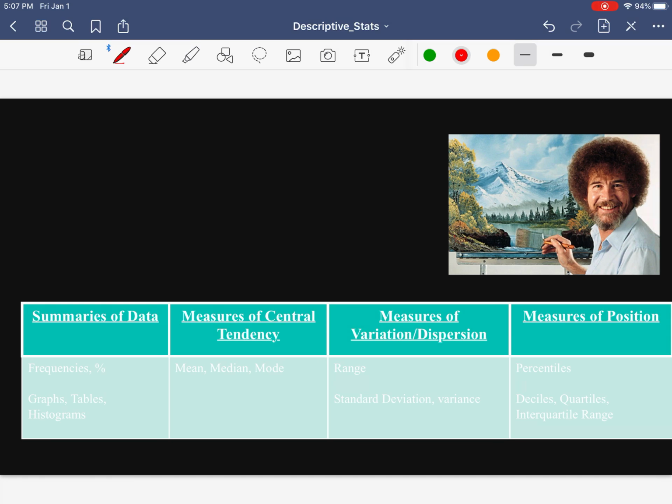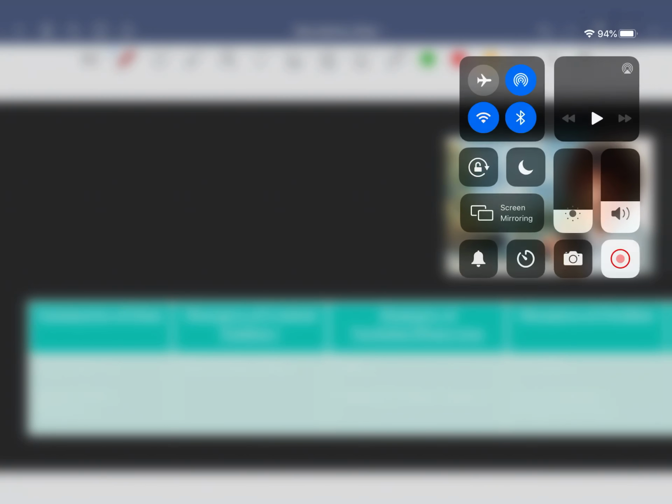All right, folks, hope you learned something here. Don't take this for granted. Hopefully I didn't lull you into sleep with the Bob Ross, but descriptive statistics, really important. Great job.